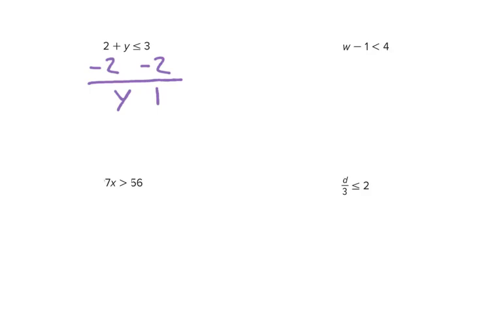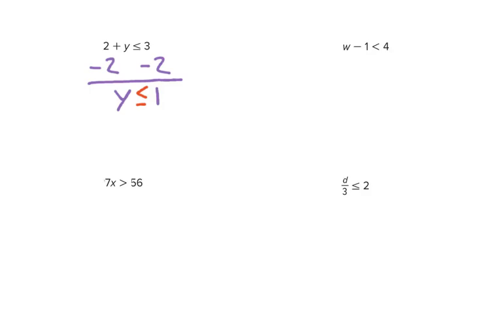Now, typically what we would have said is y equals 1. But in this case, the left side, 2 plus y, has to be less than or equal to 3. So there are an infinite amount of numbers that we can put in place of y that if I add 2 to it would be less than or equal to 3. So therefore, we are going to say that in order for that inequality to be true, y has to be less than or equal to 1.